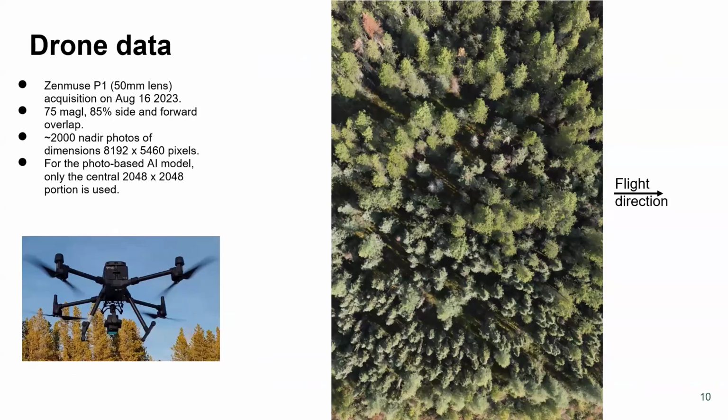So what we do is we create in the lab a mapping mission for our drone, and then we go to the field, and then the drone flies following parallel flight lines, taking overlapping photos, about 2,010. For the AI part, you see one of the photos here.